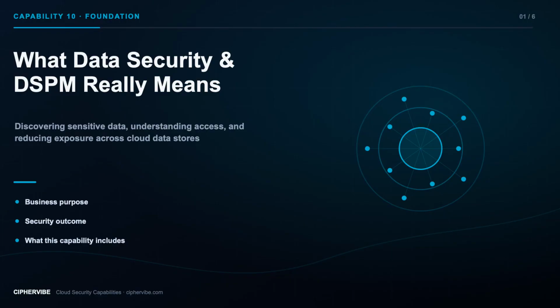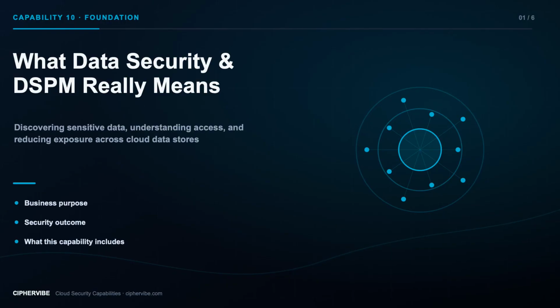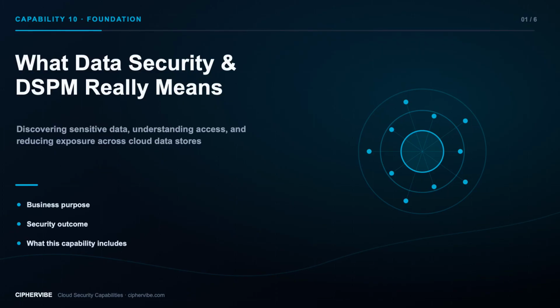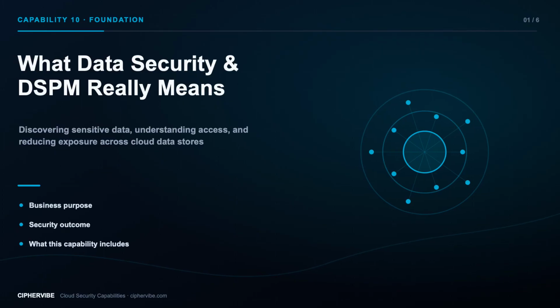This episode explains data security and DSPM, why it matters, how the capability works, which mistakes weaken it, and how to build it in a measurable way.